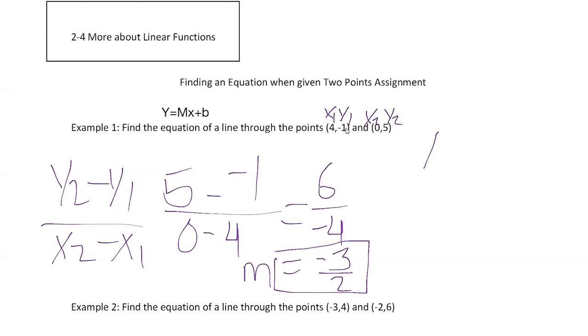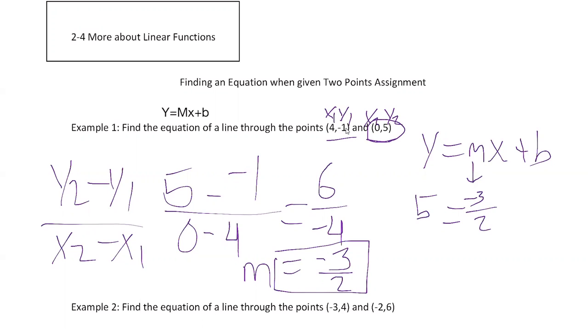So we're trying to get y equals mx plus b. We can plug in this for our slope, and since we have 2 points, we can plug those in for our x and y. It doesn't matter which point you use. I'm going to use the second point because it doesn't have a negative. I like to avoid the negatives if I can. So I'm going to plug in the 5 for my y, and the 0 for my x.